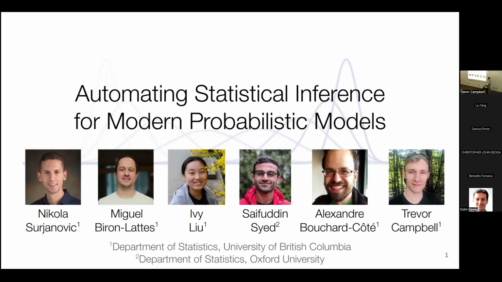I'll get into some really cool projects that have happened in my lab recently today. But before I get started, let me just acknowledge my collaborators here. Nicola and Miguel are my PhD students. They are both co-supervised with Alex Bouchard, my colleague at UBC. Ivy is my master's student, and Saf is a former PhD student of ours now at Oxford.